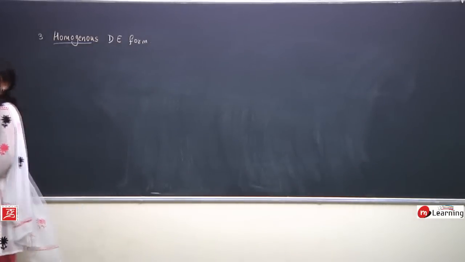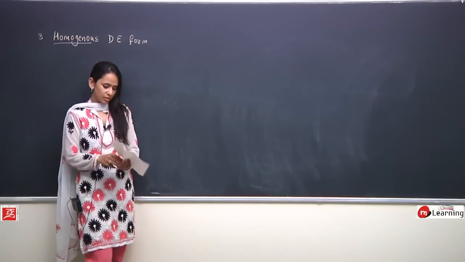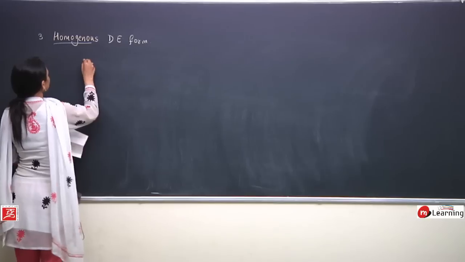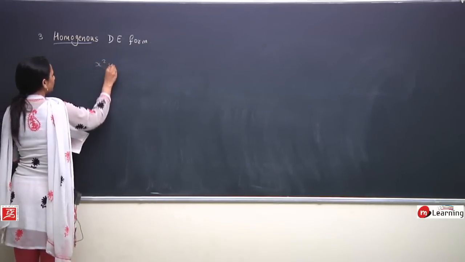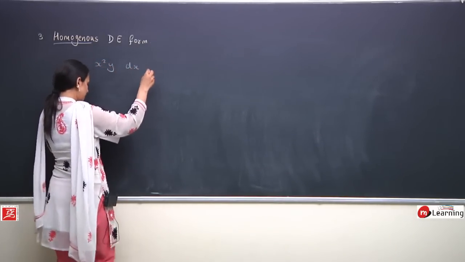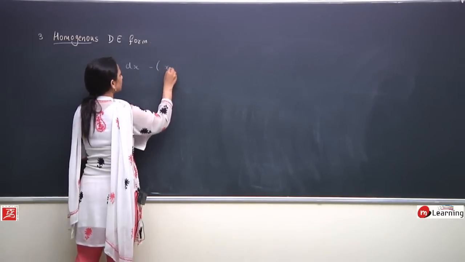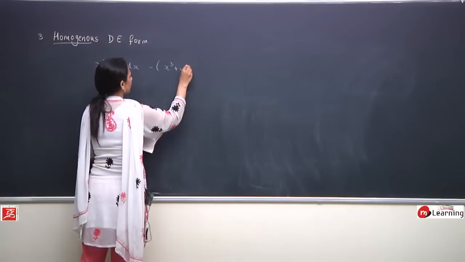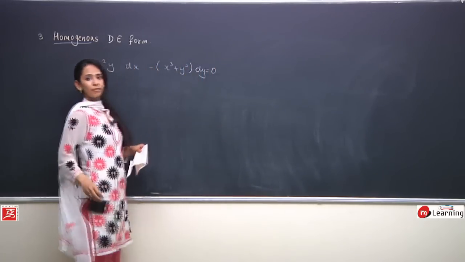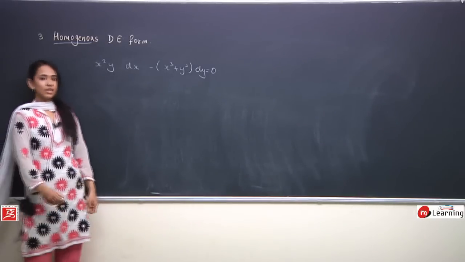So write down a question and we will try to solve the question using homogeneous differential equation. Let us say we have an equation of the form x square y dx minus (x cube plus y cube) dy is equals to 0. Perfect. So we have this differential equation and we have to find the solution of this differential equation.